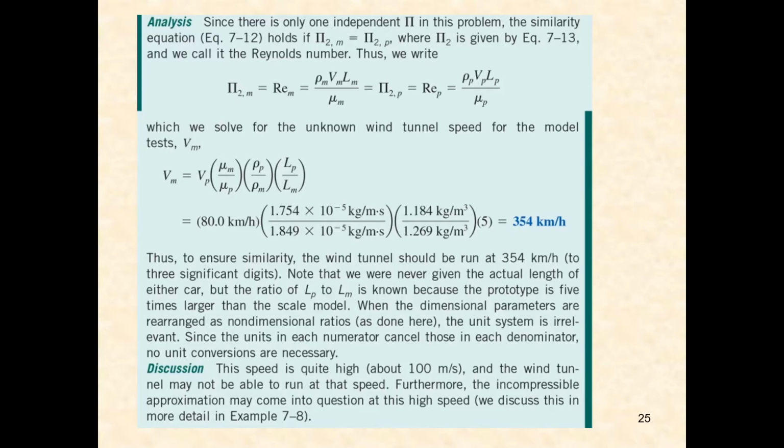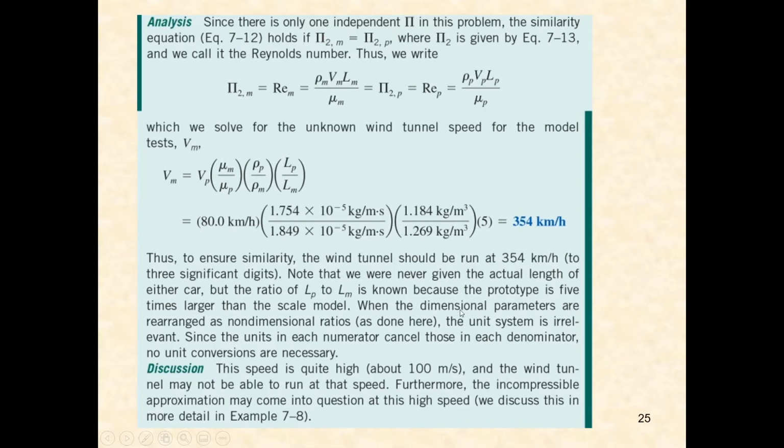Okay, so this is how you do an experiment. If we cannot do it on the prototype because the size is too big and it's very expensive to fabricate the prototype, we need to use, for example, a smaller scale model. But the problem is that for a smaller length scale, we actually require a larger velocity to get the same Reynolds number.